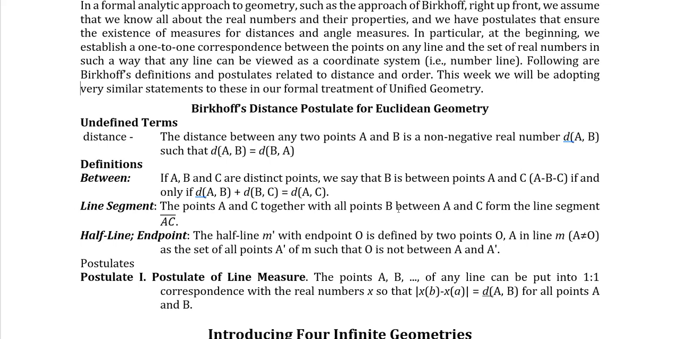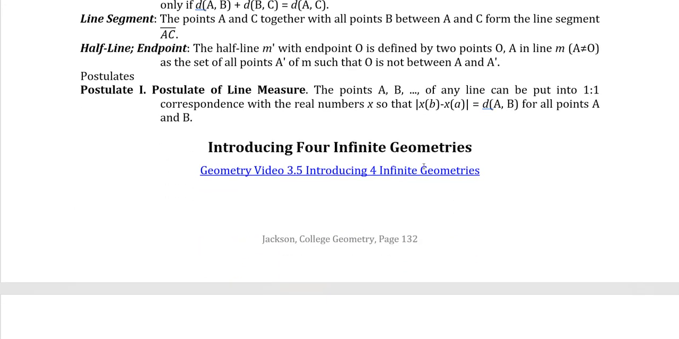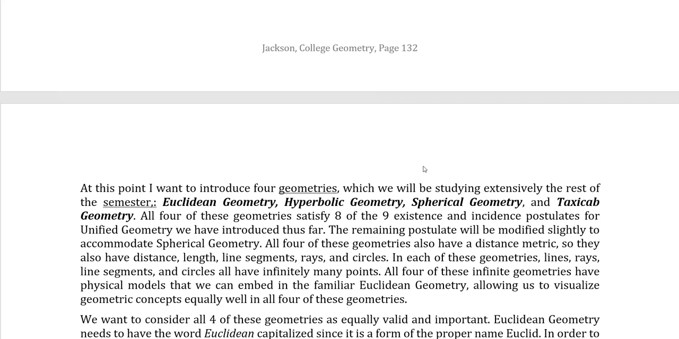exploration of unified geometry, we're going to introduce 4 infinite geometries. We're going to be introducing Euclidean geometry, which you're already familiar with, but also models for hyperbolic geometry, spherical geometry, and taxicab geometry. All 4 of these geometries satisfy 8 of the 9 existence and incidence postulates for unified geometry that we've introduced so far. And we'll modify one of them, the remaining one, so that spherical geometry works as well.